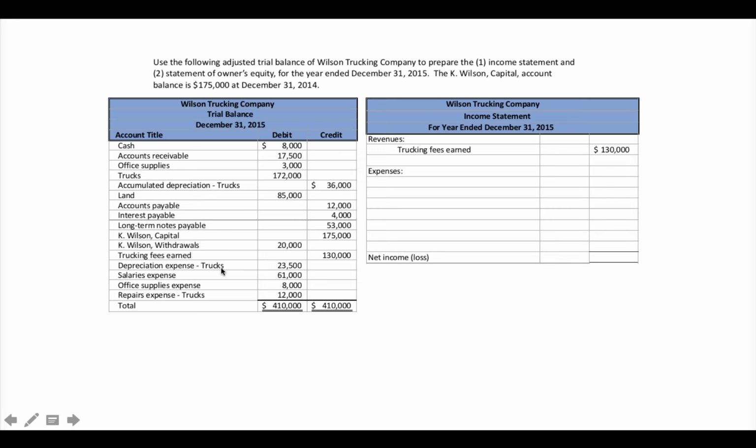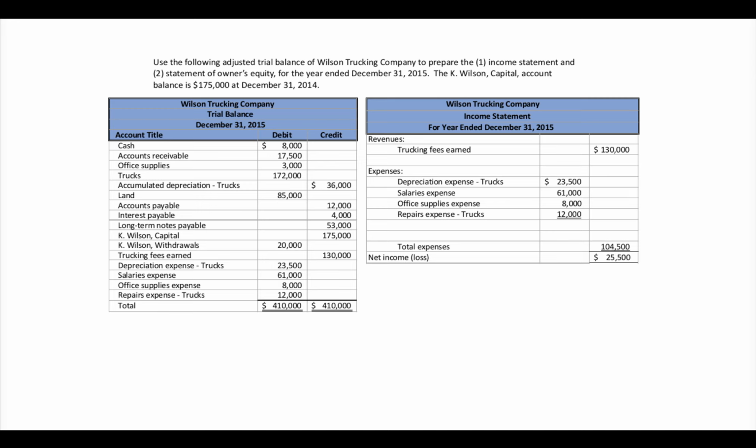for these trucks, okay? I'm only highlighting that because I just mentioned depreciation, but at this point it's just treated like any normal expense. So we've got that expense, salaries expense, office supplies expense, and repairs expense. And we'll list all those out. Okay, total out the expenses, we get to 104.5. Difference between that is going to be 25.5 for a net income of 25.5.